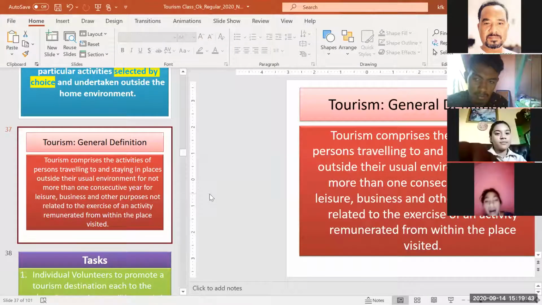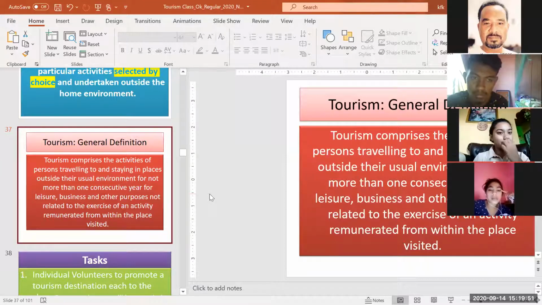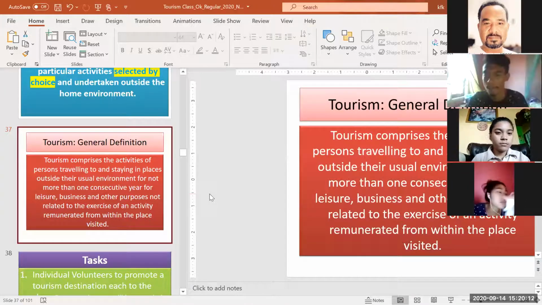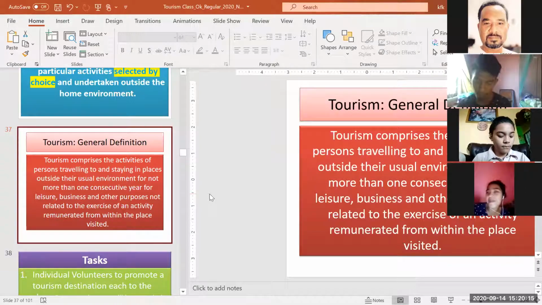Then we go on. Okay. Next one, general definition. What happens? Yeah, sorry. General definition, this one. It's blur. It's not very clear on my screen. What happens? Can you see the slide clearly? Can you read from your screen? It's blur, sir. Okay, what happens? Maybe a problem with my internet.